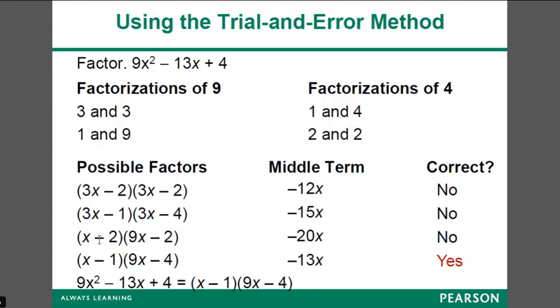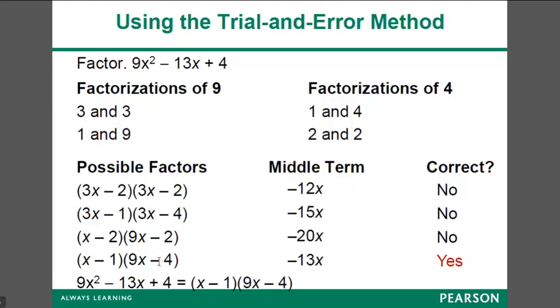Here I have an x times a negative 2, which will give me a negative 2x. Negative 2 times 9x, which will give me a negative 18x. Negative 2x plus negative 18x gives me a negative 20x. Still not the middle term I'm looking for.